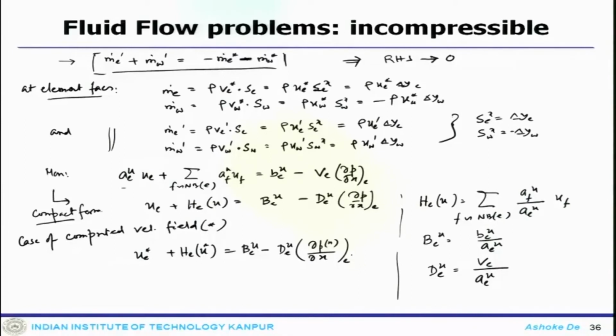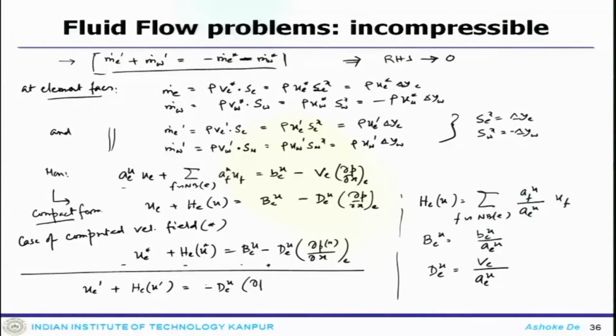Now, what one can actually do is subtract this equation from this one. If you subtract the equation, then what does it give? It gives a compact equation in terms of u_E prime plus h_E u prime equals minus d_E u del P prime by del x at E.